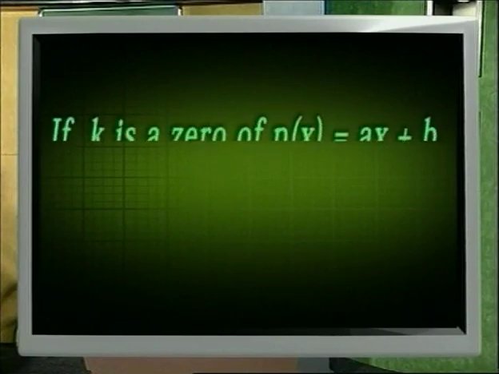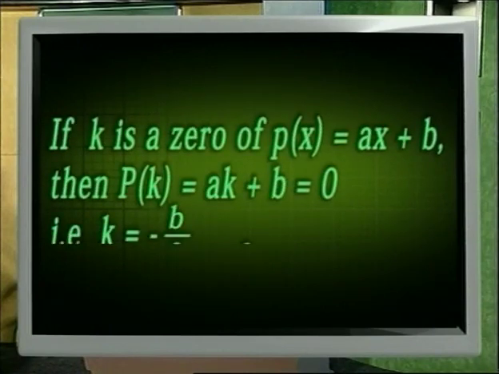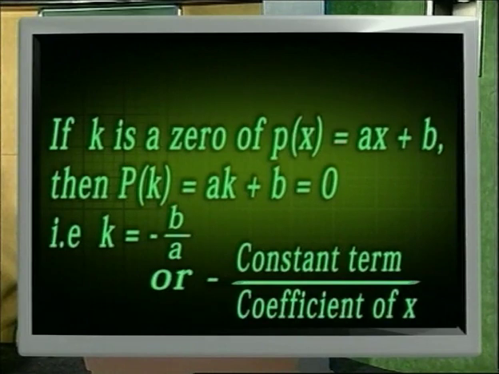If k is a zero of polynomial p(x) is equal to ax plus b, then p(k) equals ak plus b equals 0. That means that the value of k is minus b upon a, that is, the zero of linear polynomial ax plus b is minus b upon a, or minus constant term upon coefficient of x. So students, let us understand this by taking some examples.